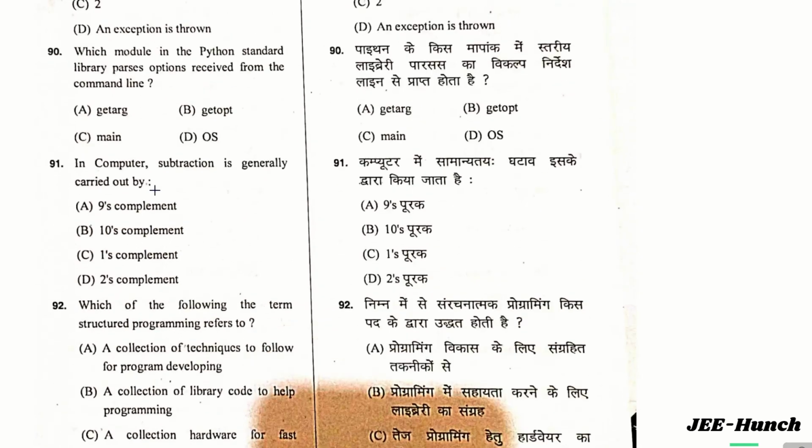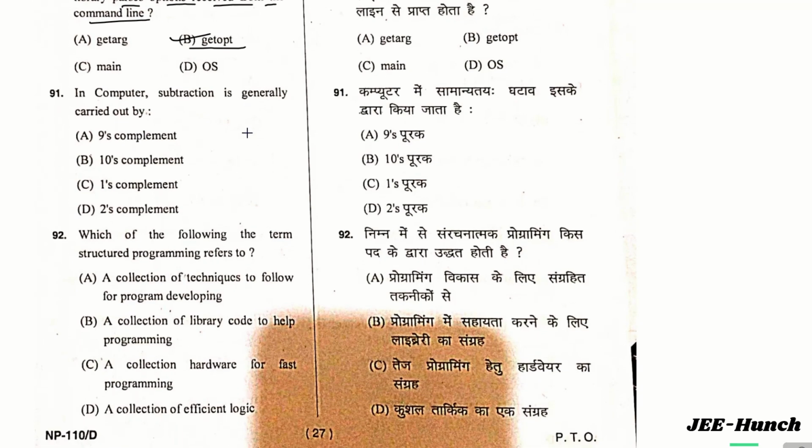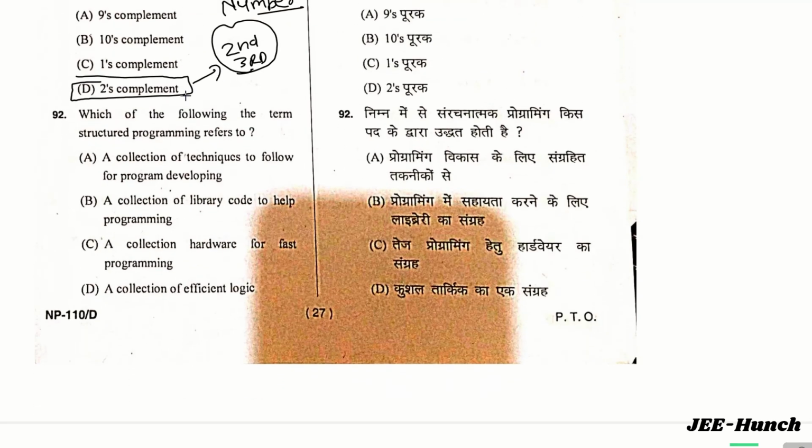Okay. 19. Which module in the Python standard library parses options received from the command line? So option number B is correct, getopt. Okay. In computers, subtraction is generally carried out by 2's complement. You will study about this in second, third semester, when you will study about number systems. Okay. Next, question number 92.